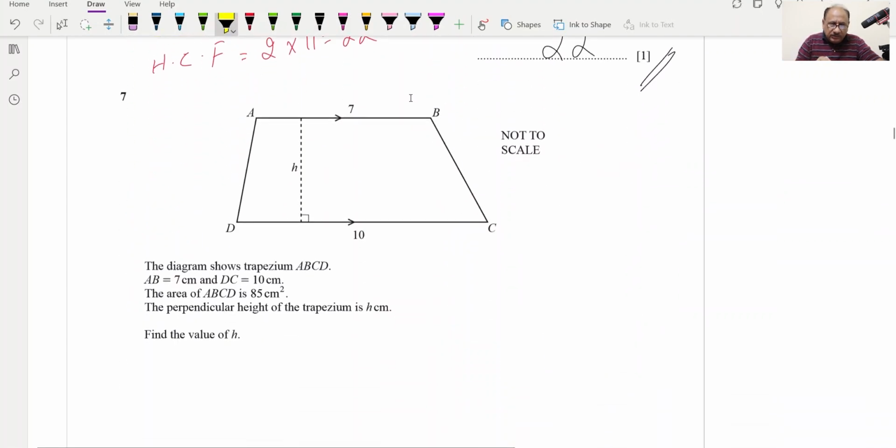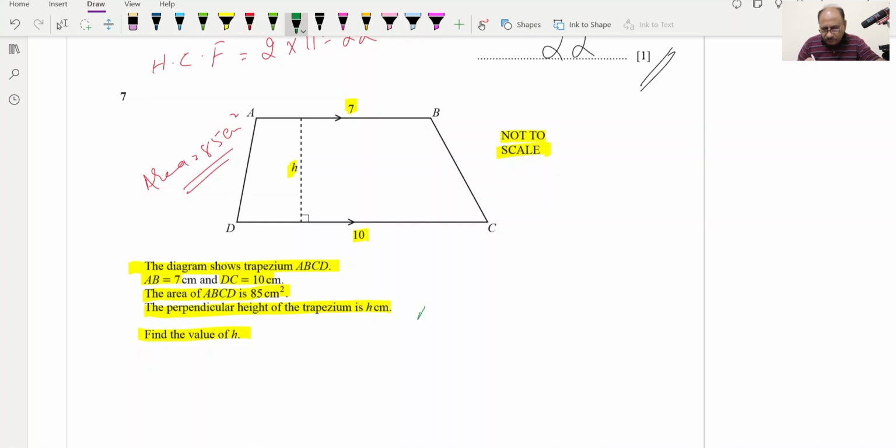Question number 7, it says the diagram shows trapezium ABCD and the diagram is not to scale. AB is 7. This measurement is 7. DC is 10, and the area of ABCD is 85. So the area is provided and area is equal to 85 centimeters square. The perpendicular height of the trapezium is h and we have to find this value of h. So how can we find it? We can apply the trapezium formula.